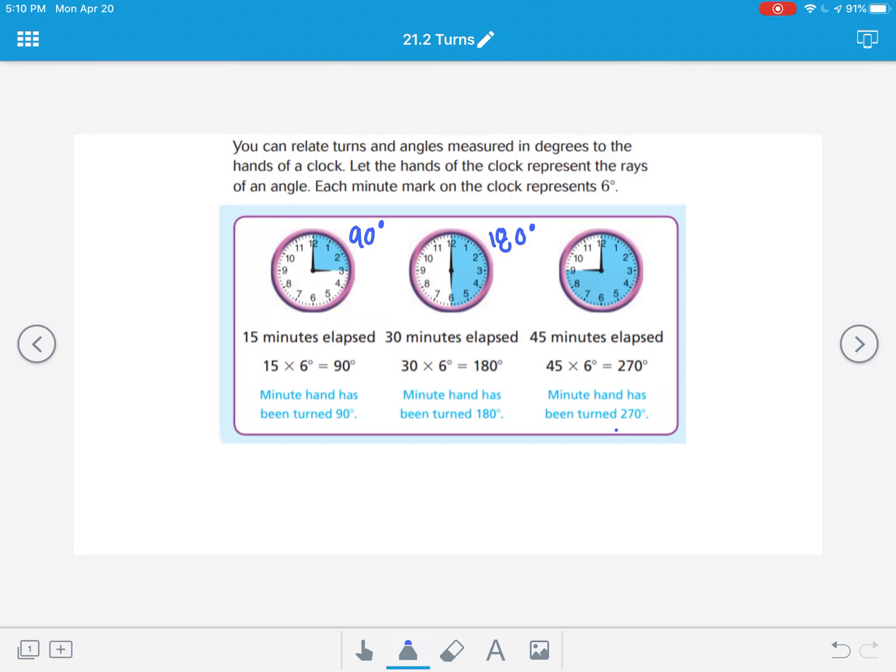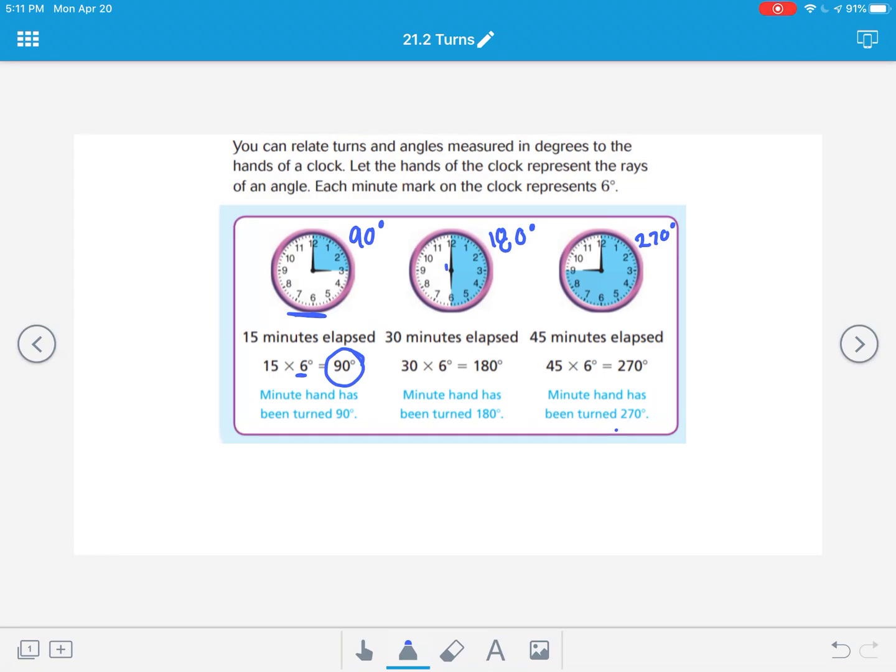A 45 minutes past, or a quarter till the hour, would be a 3/4 turn, which is 270 degrees. So in hours, we can also think of these like the minutes that are made up. So on a clock, each minute is represented by 6 degrees. So in this first one, where we have a quarter of an hour, or 15 minutes, if we counted each minute as 6 degrees, that's how we end up with a total of 90 degrees.